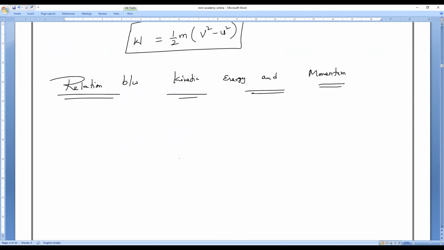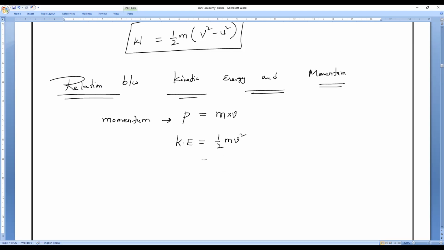Okay, so let us see that. We all know the momentum formula. What is the momentum symbol? P. Yeah, P. So momentum is equal to mass into velocity. Am I right or wrong? Yes, mass into velocity. And let me take the kinetic energy formula. What is the kinetic energy? Kinetic energy equals half mv square.